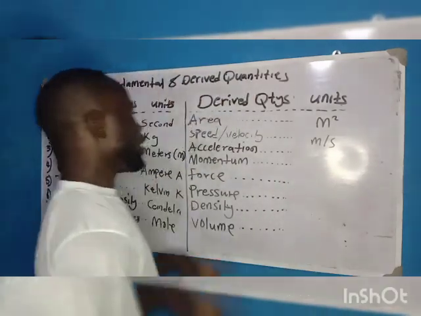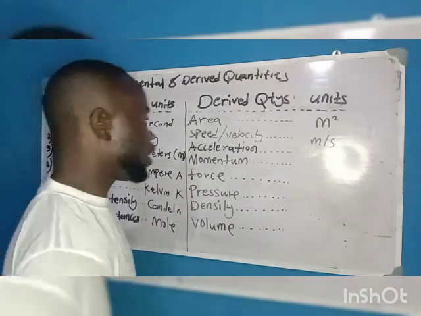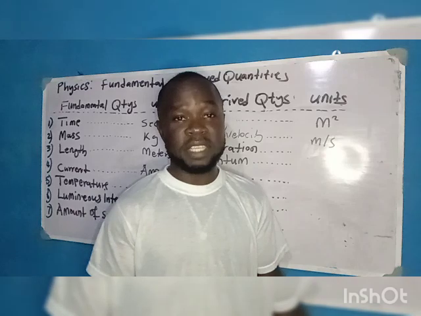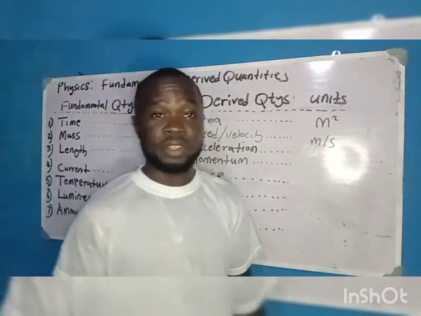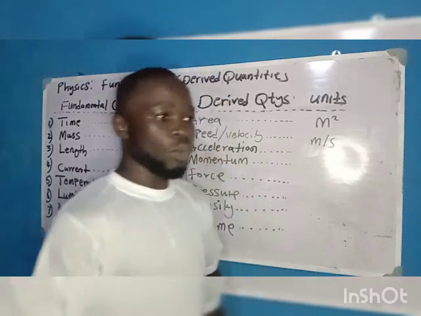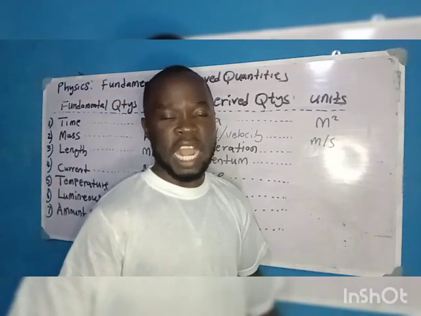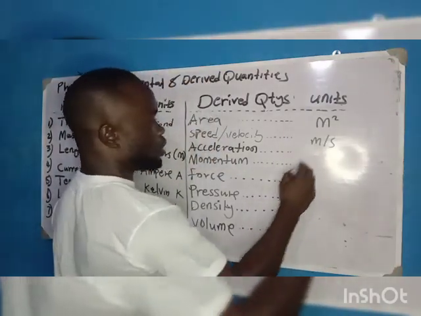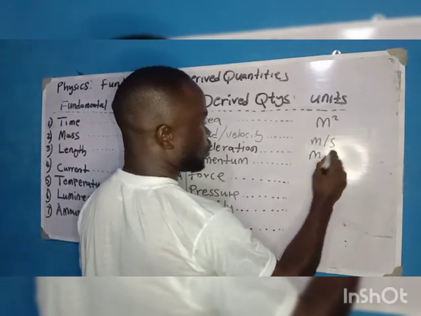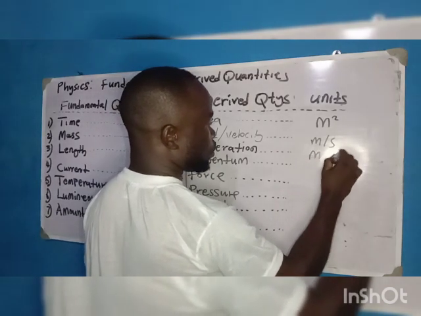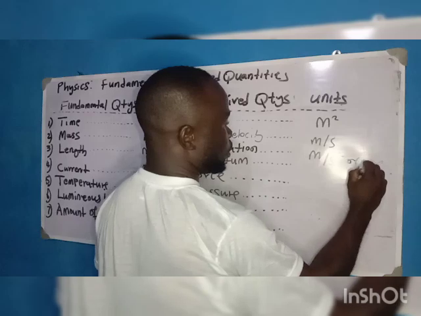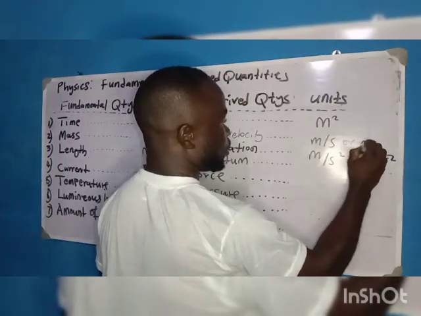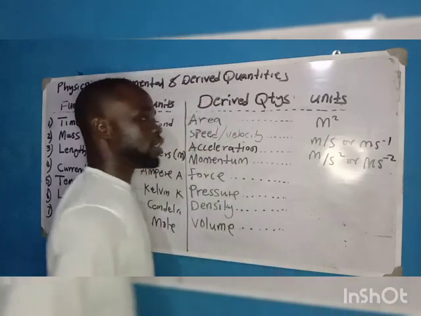And third, we have acceleration. Acceleration is simply defined as the change in velocity over time taken. When velocity changes over time, we have acceleration. And the unit of acceleration is meter per second squared. This can be written as m/s squared. For velocity too, m/s and m s to the power of minus 1 are the same thing.